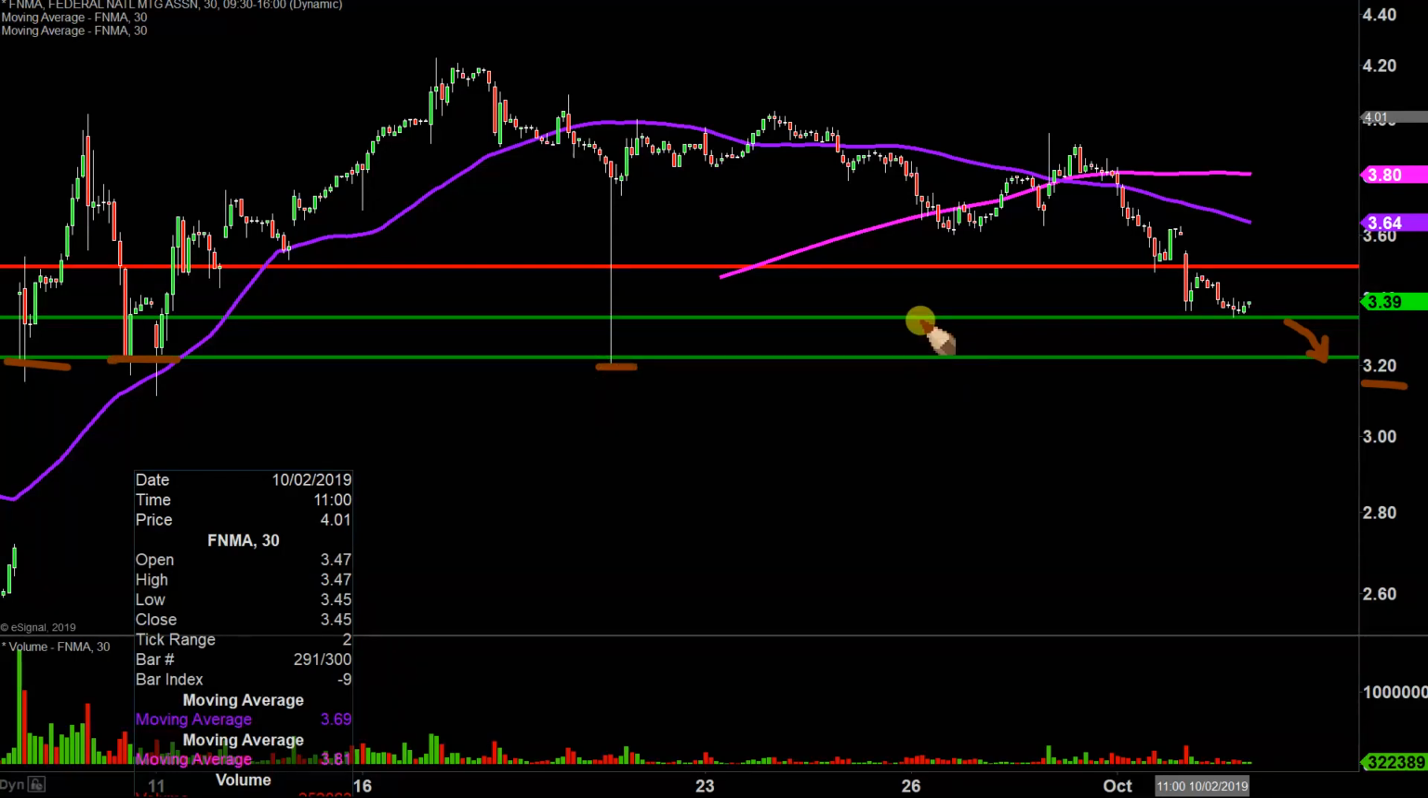But again, I don't want to get too far ahead of myself in this direction either, because to be fair, so far so good. That 335 mark is holding as support. So we'll see what happens with it. But yeah, the bears seem to be picking up a little bit more momentum here.